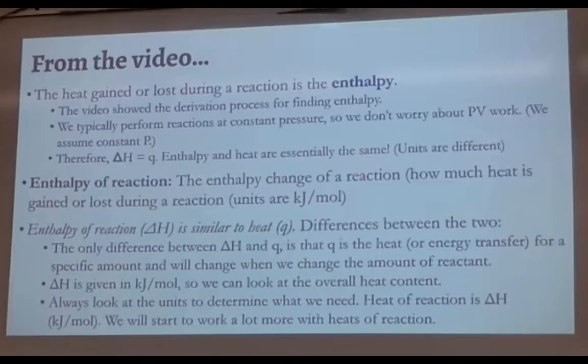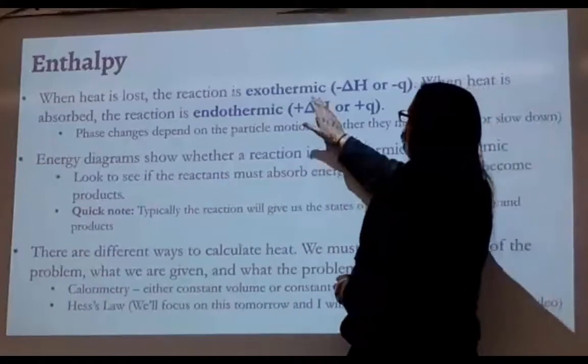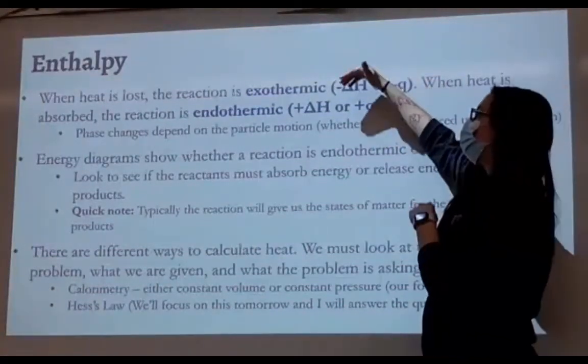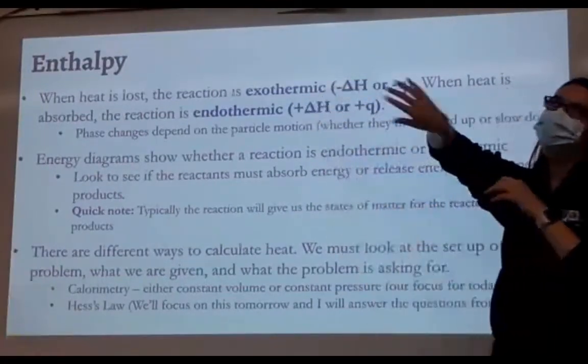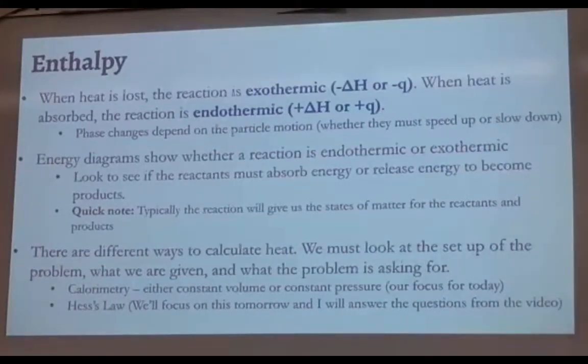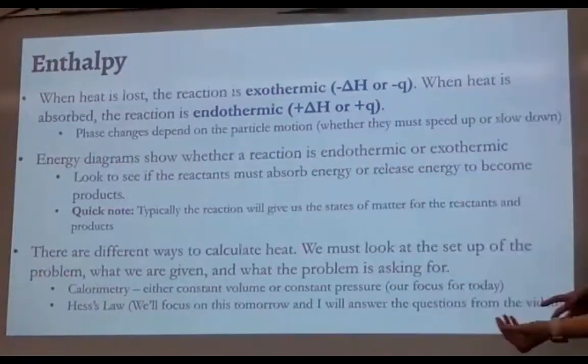So as we continue to look at enthalpy, delta H, we can use the idea of delta H just like we can with Q to figure out if a reaction is exothermic or endothermic. Exothermic, remember, heat is released. Heat exits the system. So delta H is negative, Q is also negative. When heat is absorbed, it's endothermic, so delta H and Q are both positive. So the way to tell if something is exo or endothermic is to look at the value of delta H or the value of Q.